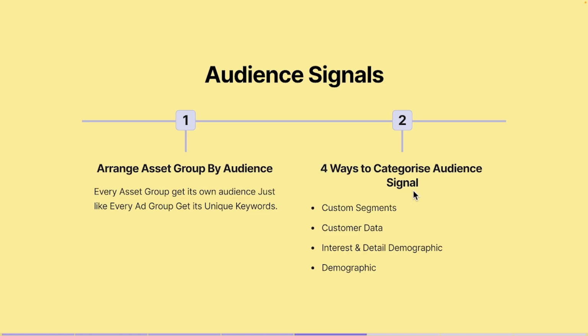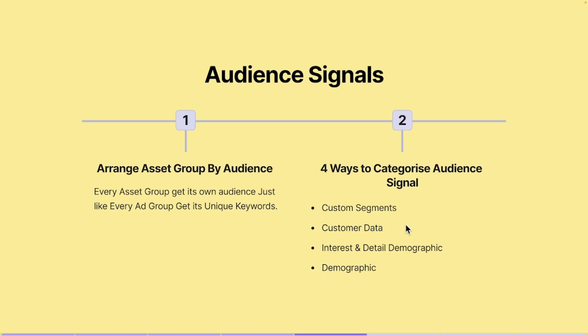There are 4 ways to categorize audience signals. One is the custom segment. In the custom segments, this is the closest you can get to your keywords. In this section you can put all the keywords related to your audience or related to your website. So if you have any keyword research or anything like that, you can put it in the custom segment.